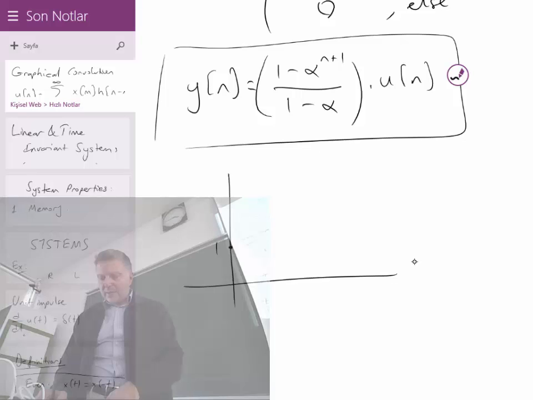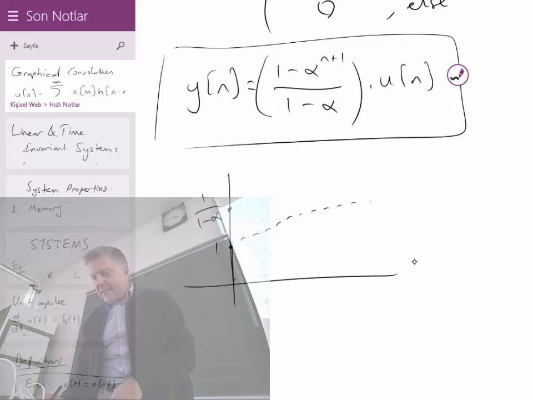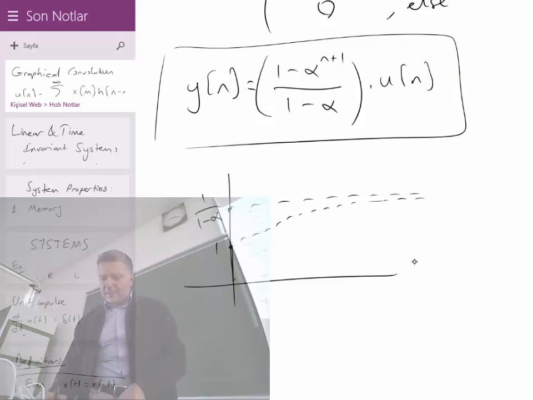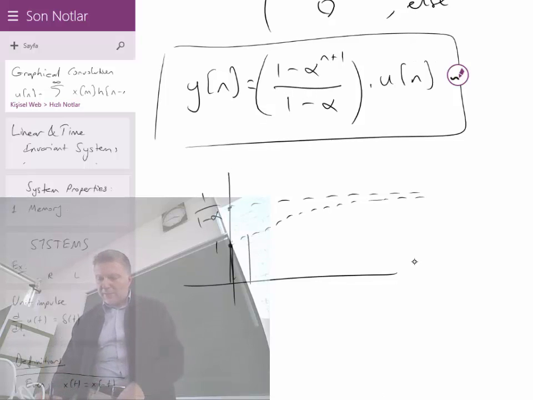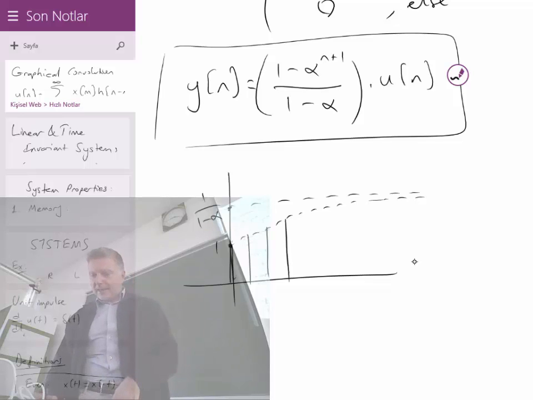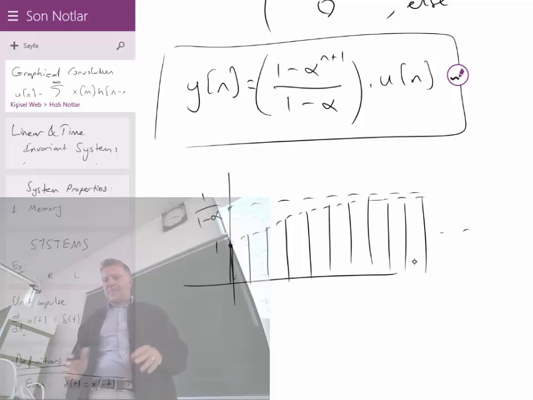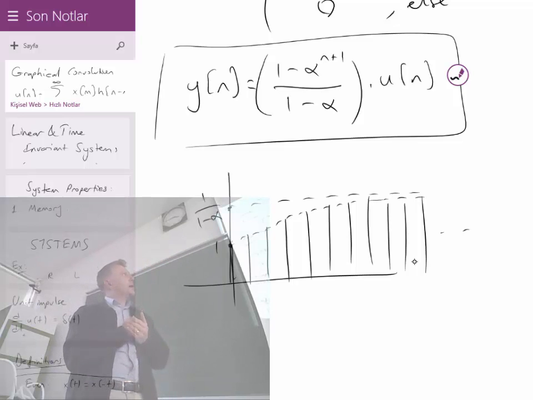1 is the starting point, and somewhere here, 1 over 1 minus alpha is the ultimate value, and it is asymptotically increasing to this limit value as it goes to infinity, starting from 1, 1 plus alpha, 1 plus alpha square, 1 plus alpha square plus alpha cube, plus etc. It goes on like this. So this is the output graphically, trying to converge to 1 over 1 minus alpha.